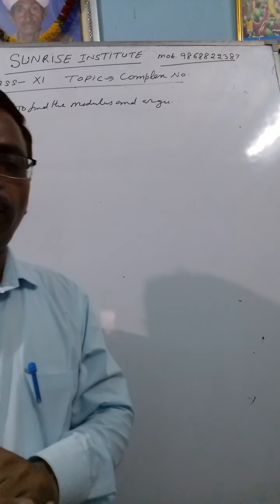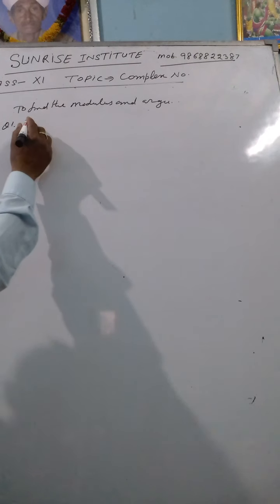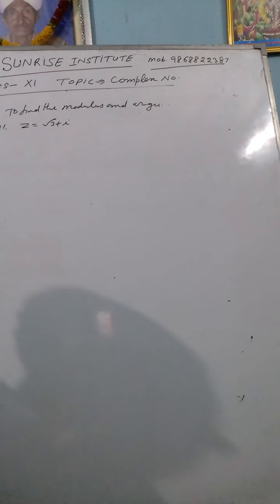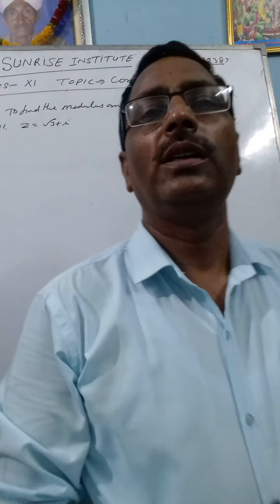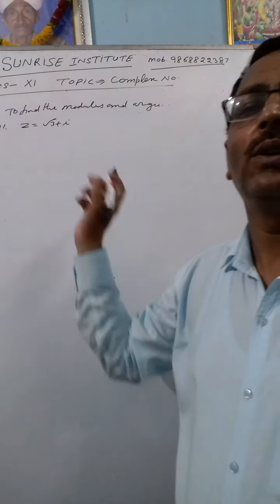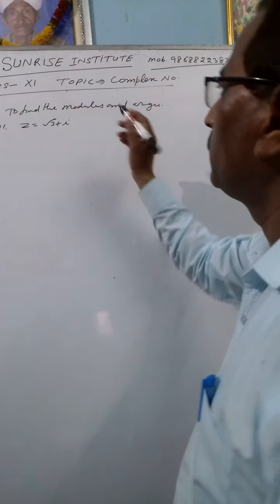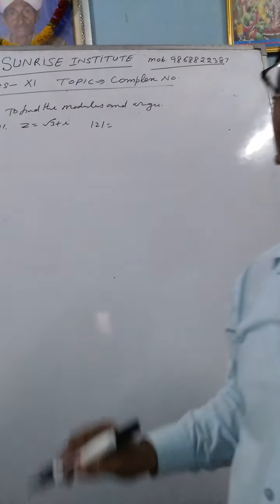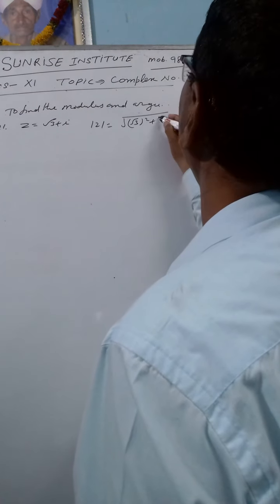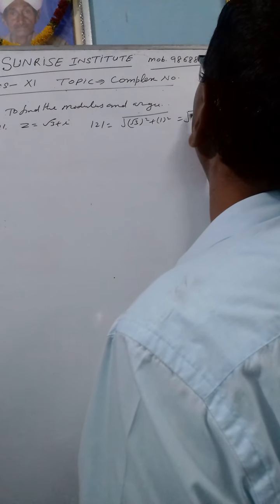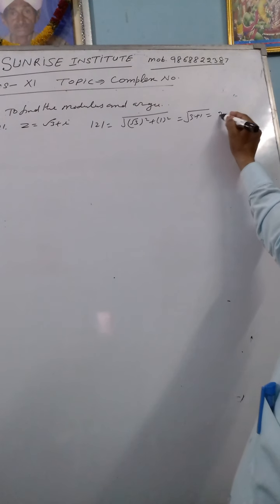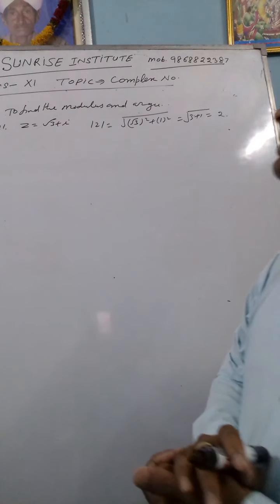Example first, root 3 plus iota. Z equal to root 3 plus iota. Okay students, then find the modulus. Modulus means mod of z equal to root 3 whole square plus 1 whole square, that is 3 plus 1, 4, so the root is 2. Okay students, that is the modulus of z.